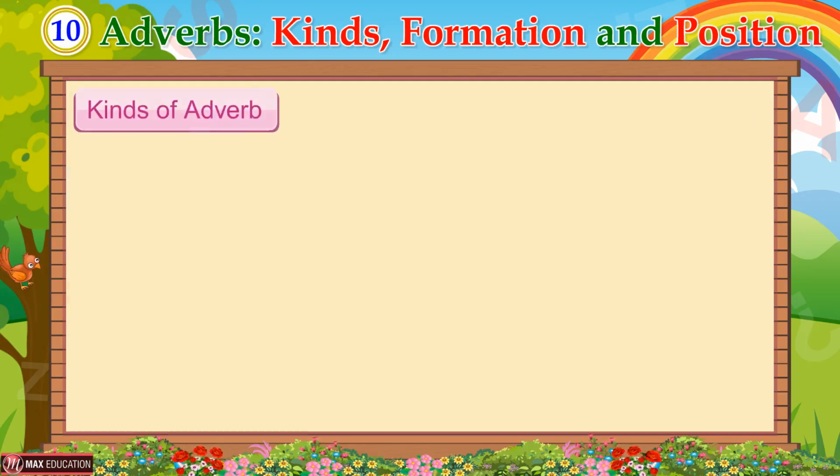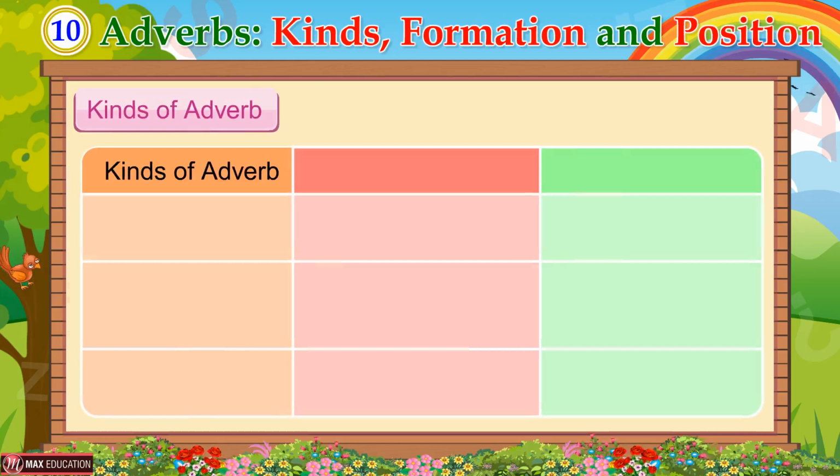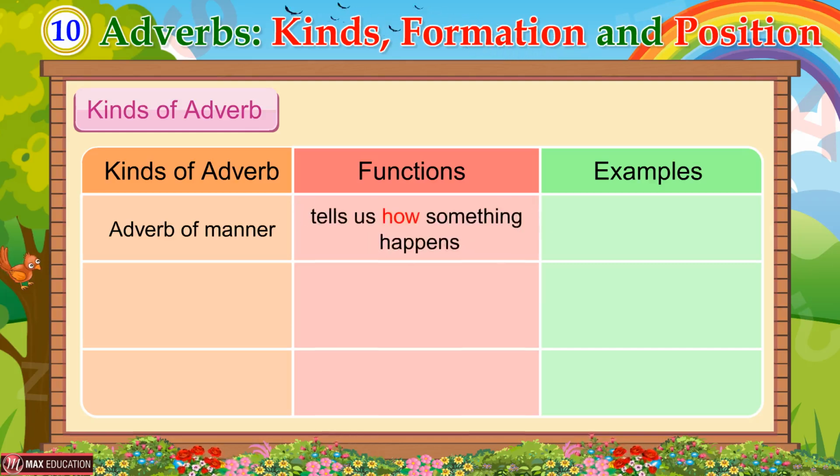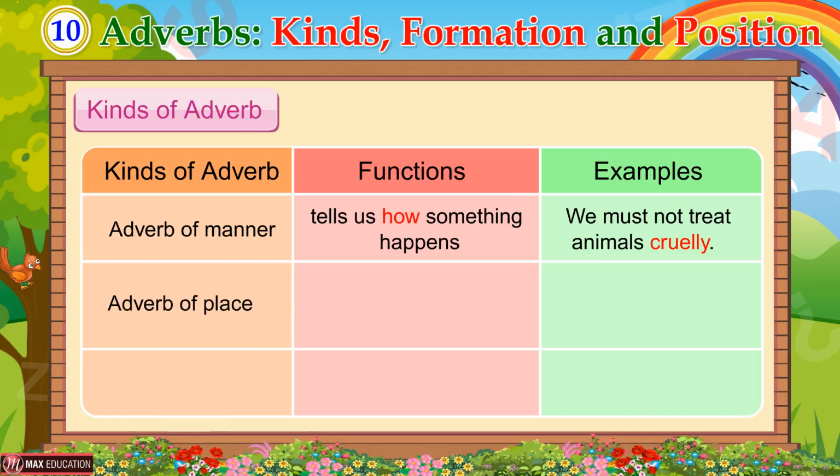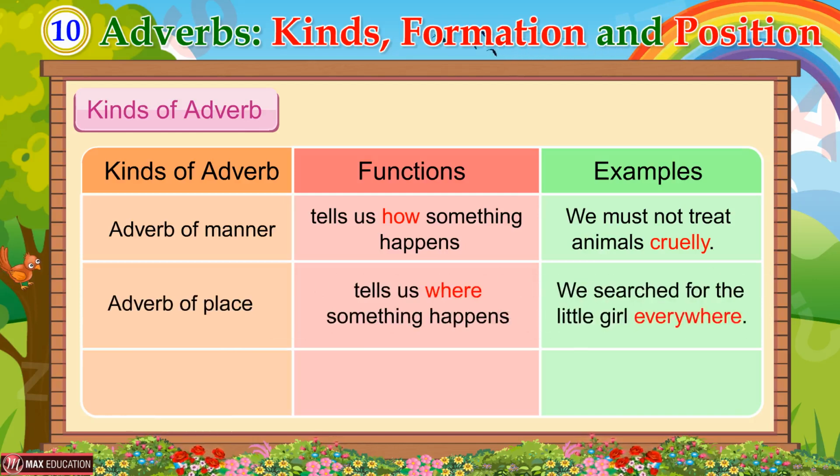Kinds of adverb. Functions, examples. Adverb of manner. Functions: tell us how something happens. Examples: we must not treat animals cruelly. Adverb of place. Functions: tell us where something happens. Examples: we searched for the little girl everywhere.